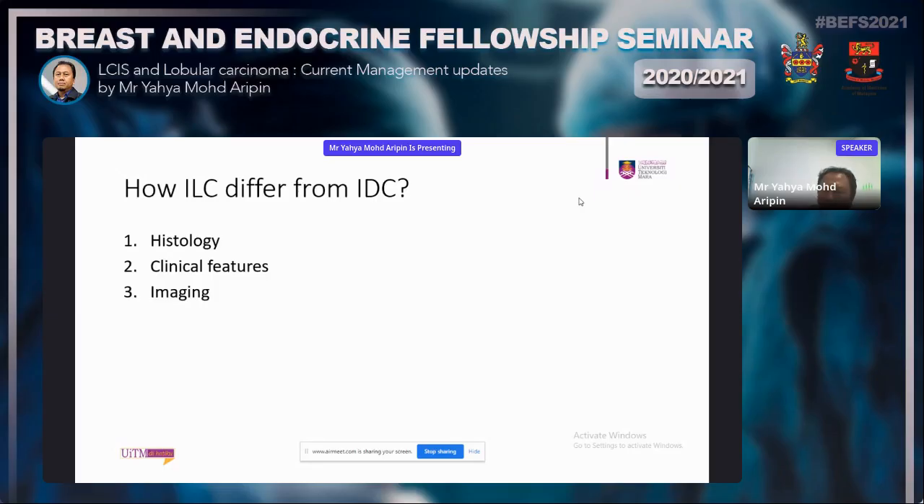We are familiar with IDC, invasive ductal carcinoma. So what I'm going to do is discuss this ILC and compare it with IDC. I think by that, you can have better understanding. We're going to look at the histology, clinical features, and imaging.